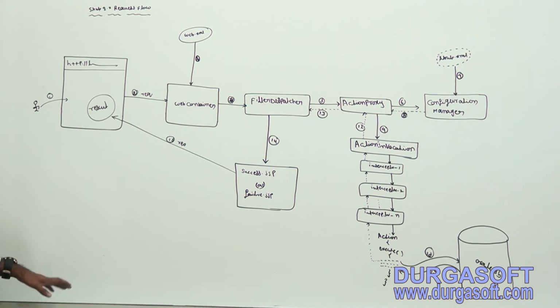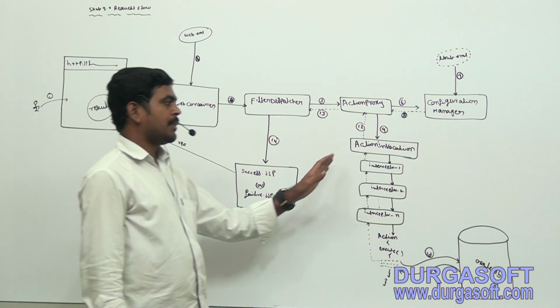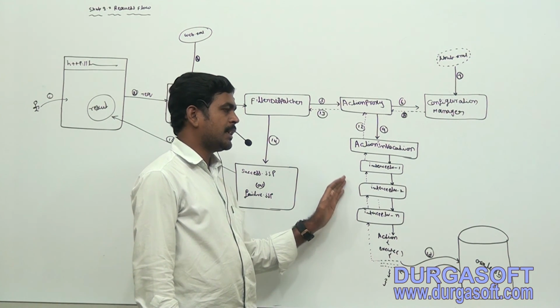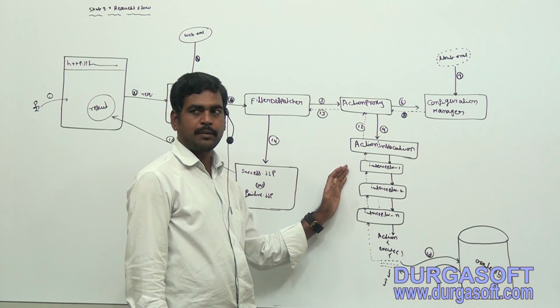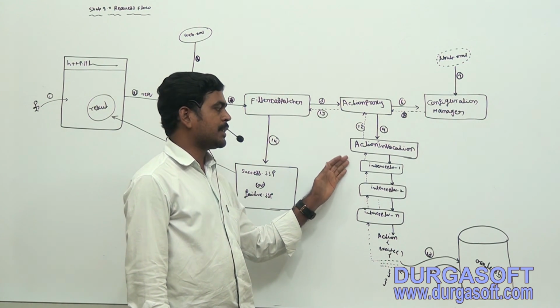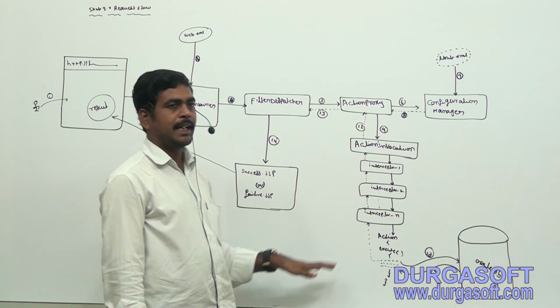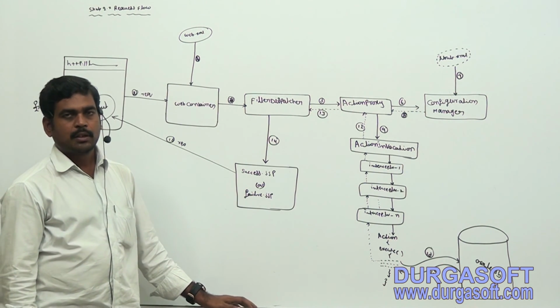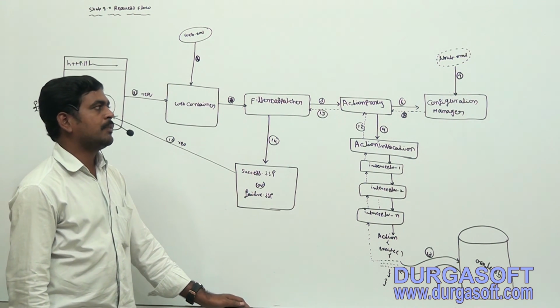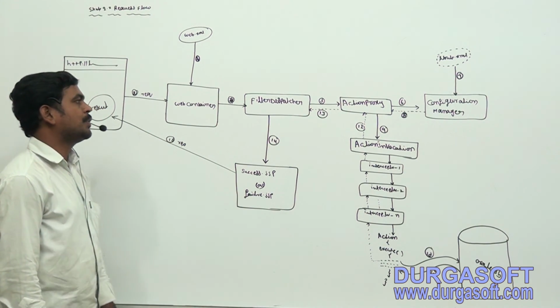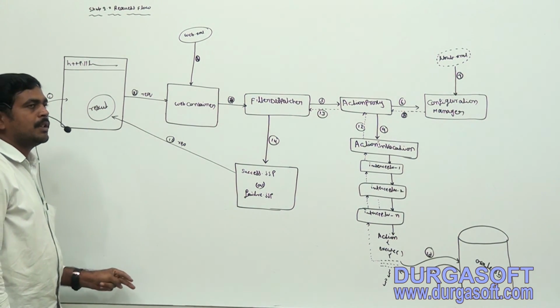This is the Struts 2.x flow. But in Struts 1.x, what is activated here? Here the request processor is activated. In Struts 2.x, interceptors are activated internally. This is the Struts 2.x flow.